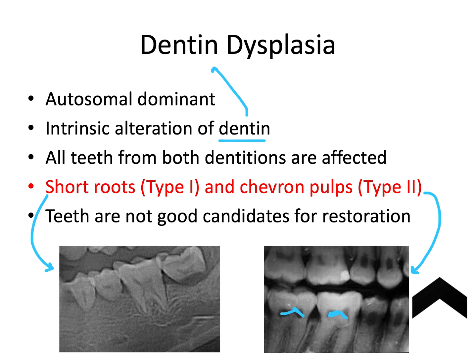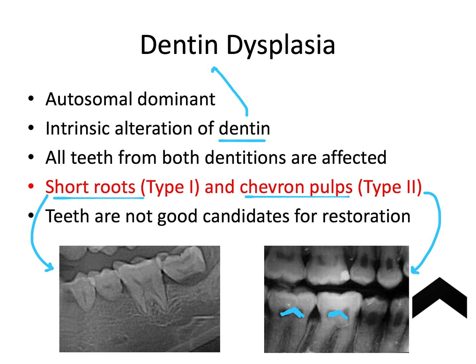So the canals are obliterated, but the chambers in this one are still around, but they have this weird chevron shape. So short roots, chevron pulps, the high-yield facts for both type 1 and type 2 dentin dysplasia. Great things to know for the board exam.